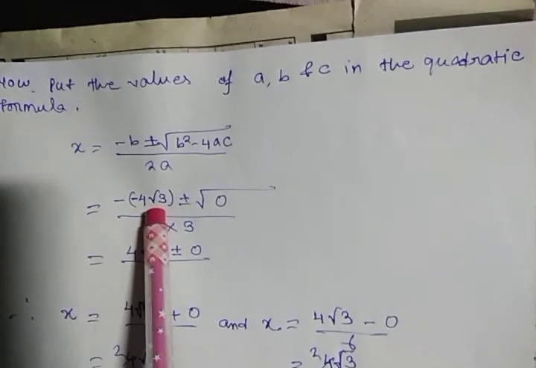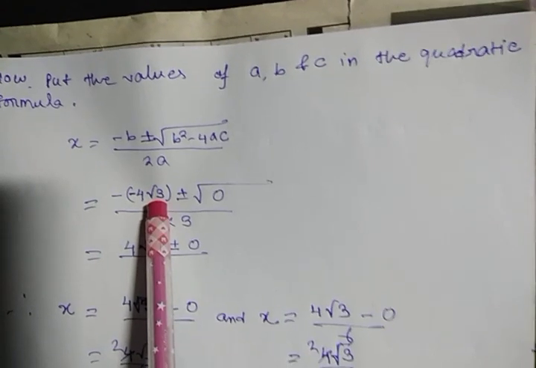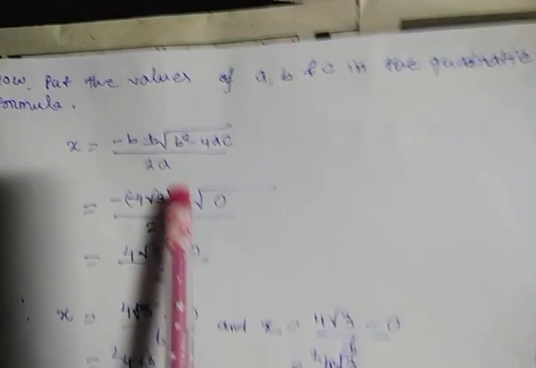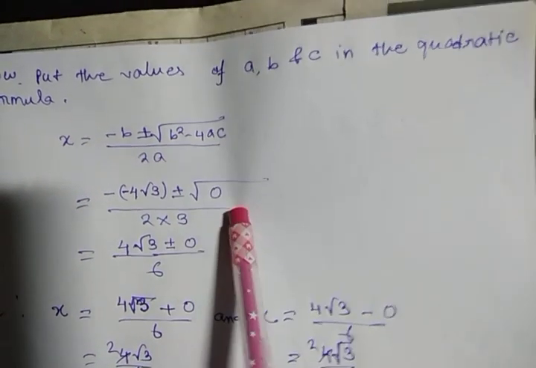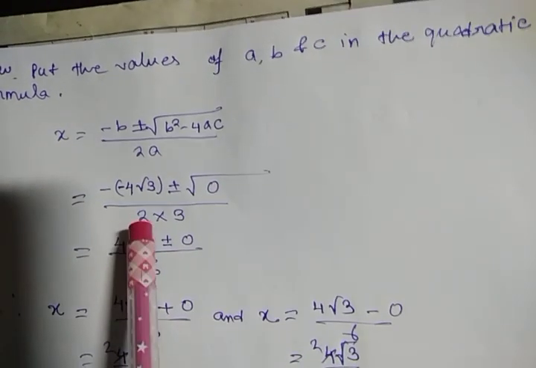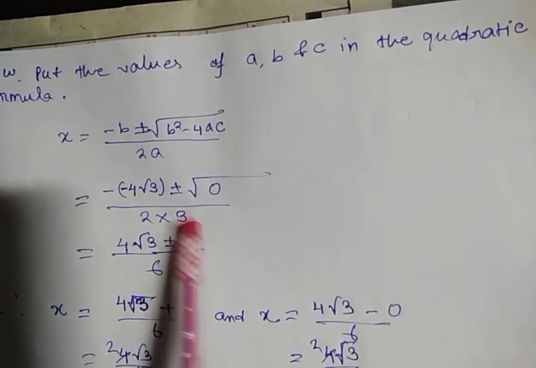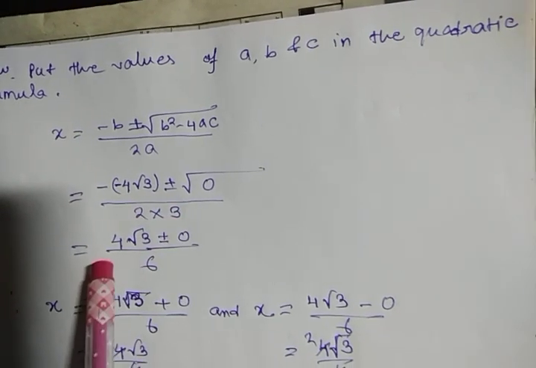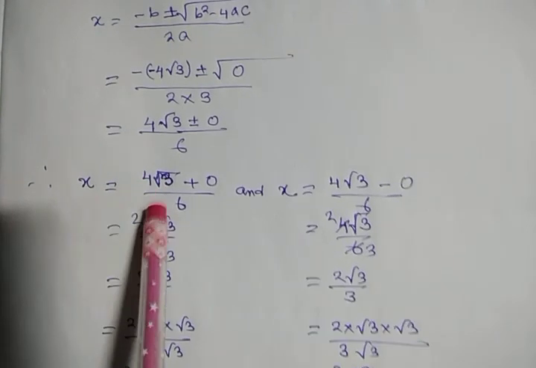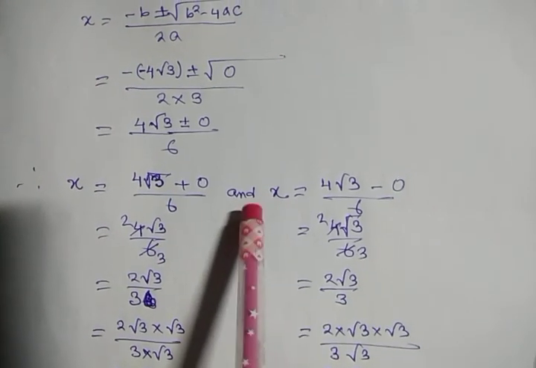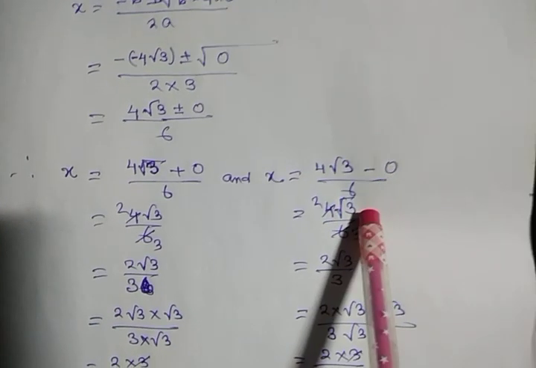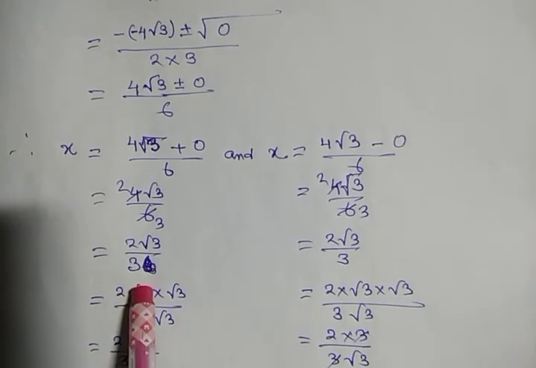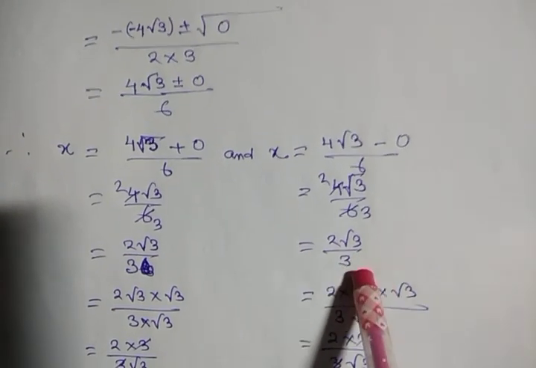So minus b, where b is minus 4 root 3, gives minus of minus 4 root 3, plus minus root over 0, because we have already found the value of b square minus 4ac is 0. And 2a is 2 into 3. So 4 root 3 plus minus 0 by 6. So x is either 4 root 3 plus 0 by 6 or 4 root 3 minus 0 by 6. After calculation it becomes 2 root 3 by 3, and here also 2 root 3 by 3.